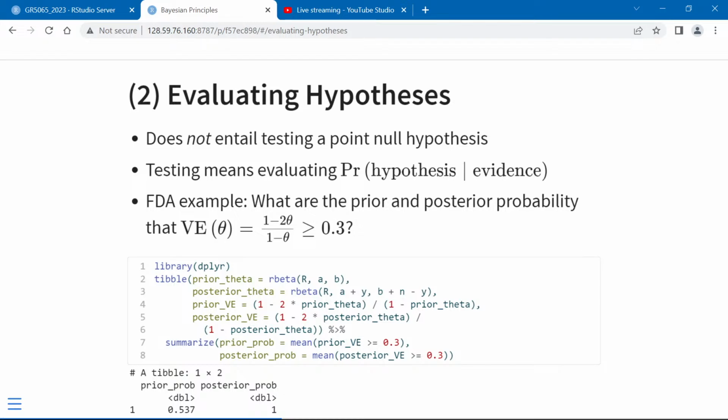Yeah? Where does the (1 − 2θ)/(1 − θ) come from? That's not Bayesian, that's an FDA thing. Oh, okay. But this is a deterministic function of theta. If theta is a random variable, this is a random variable. But it goes, okay, so theta is the probability of being vaccinated given that you get COVID. And so the VE function maps that into the probability of you not getting COVID relative to unvaccinated people. And there's just some math reason why that works.